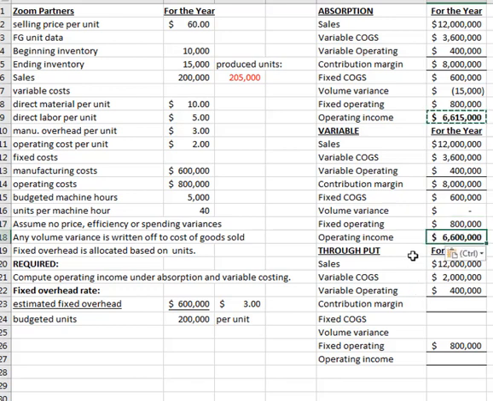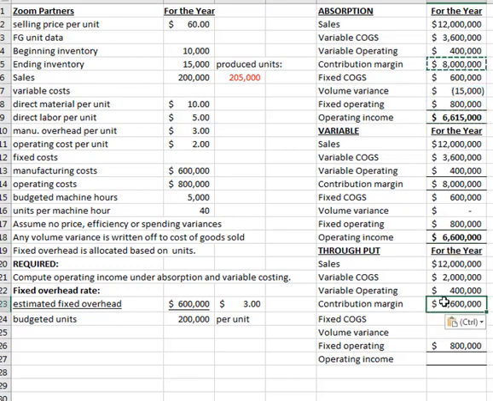And one of the things that I like to do to verify that my profits are looking reasonable is to see if the difference between absorption and variable is the number of units added or subtracted from inventory times the fixed overhead per unit. So we added 5,000 units to inventory during the period at $3 a unit. So there should be a $15,000 difference between them, and there is. So then I know that everything's working the way I intended it to work.